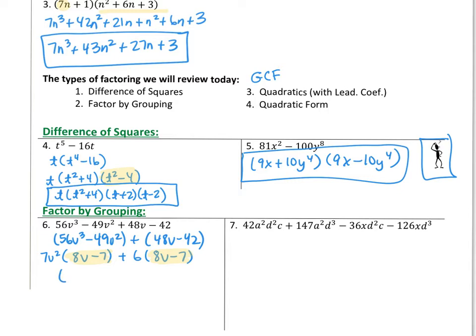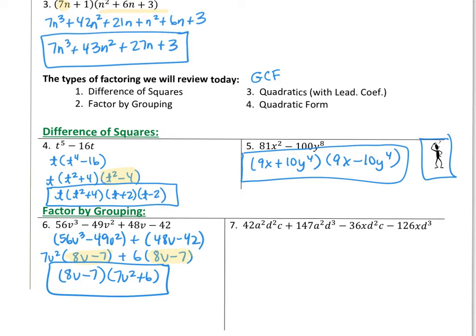Okay, so now we look at each term separately. They both have an (8v - 7). So if I factor that GCF out and put it in the front, I'm left with (7v^2 + 6). And that is factored all the way.